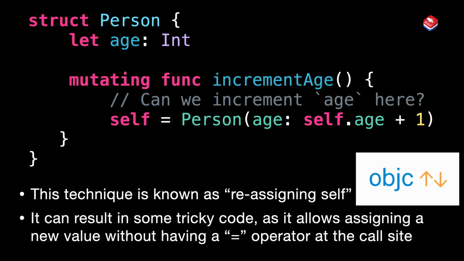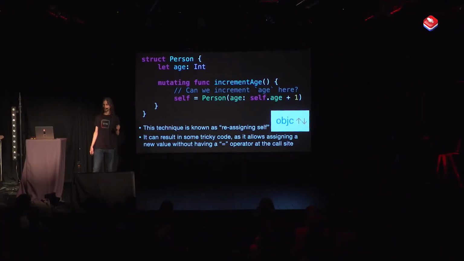And keep in mind that it can result in some tricky code because when you call a mutating method on a variable, it can potentially assign a new value to it without having an explicit assignment operator at the call site. So a nice bit of trivia, but for instance, if you're working with external SDKs for which you don't have the source code, keep in mind that they can do that from under you at any point.